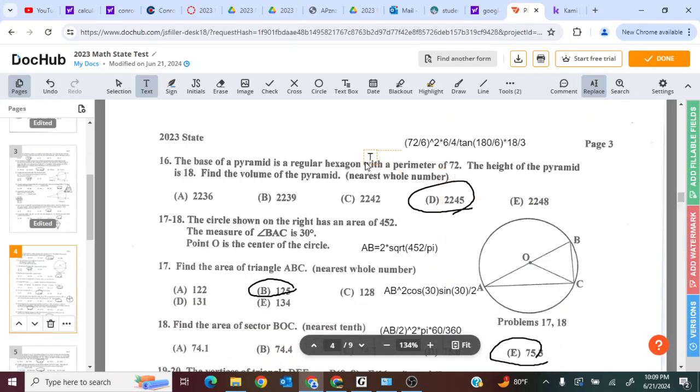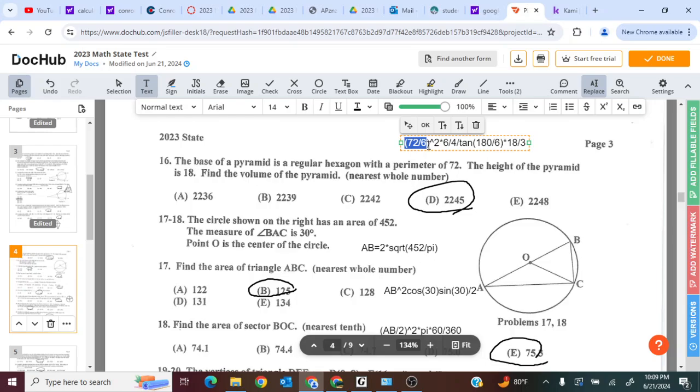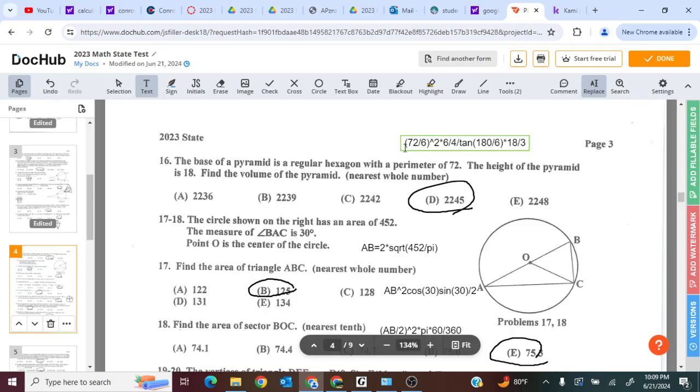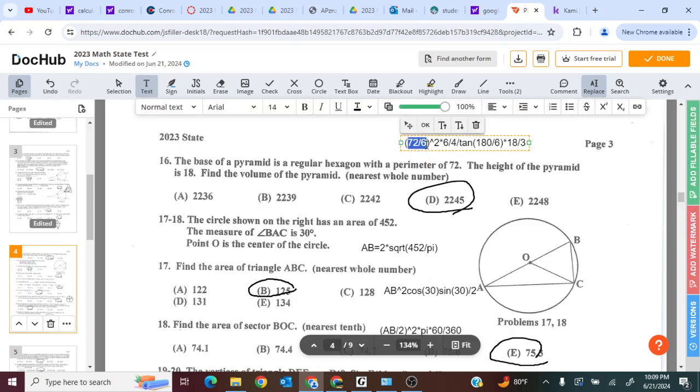Okay, the base of a pyramid is a regular hexagon with side 72. The height of the pyramid is 18. What is the volume? Area of a hexagon: the area of a multi-sided figure is your side length to the power of 2 times your number of sides over 4 over tangent of 180 over the number of sides. And then if you do that, you get the area of your hexagon.